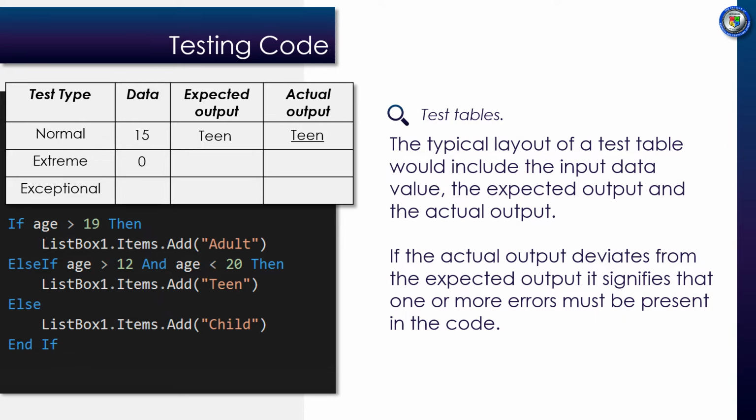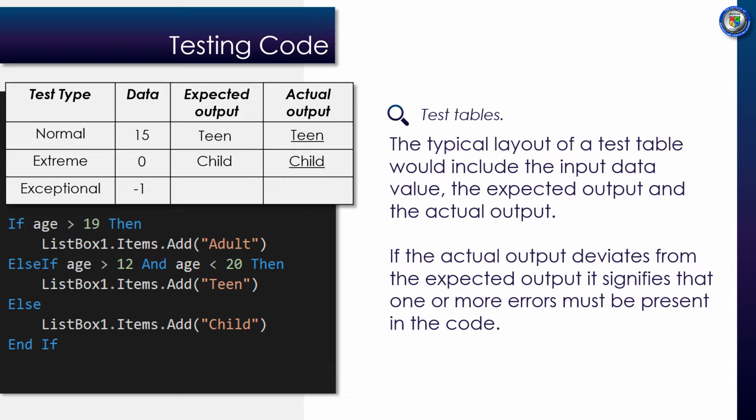Extreme data would be 0. It's right on the boundary. Our expected output would be child, and if we put that into the program and our actual output is child, then our expected and actual output match, signifying no issue.